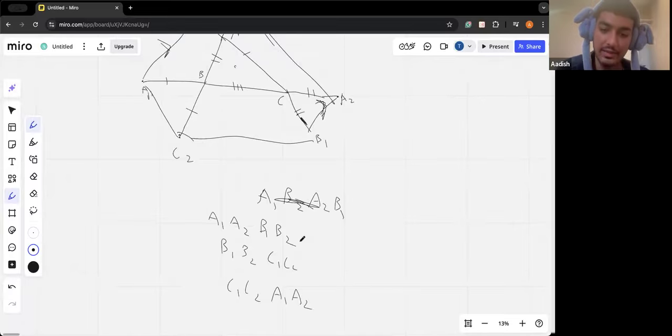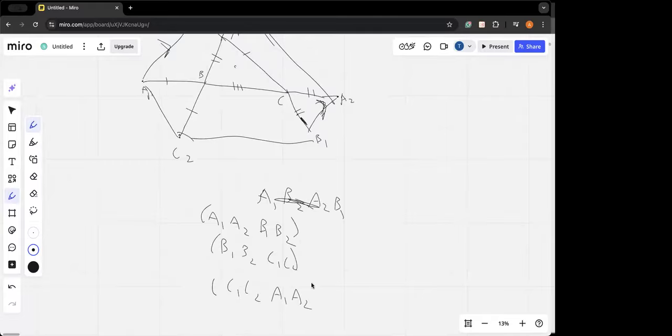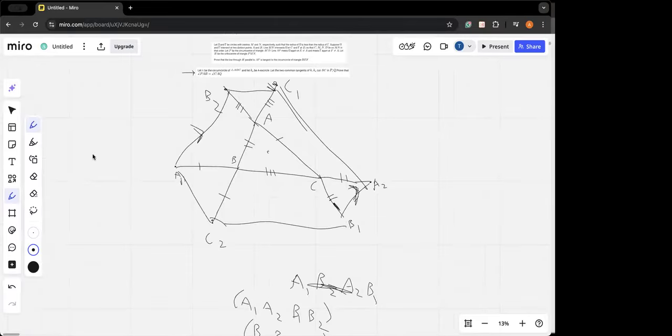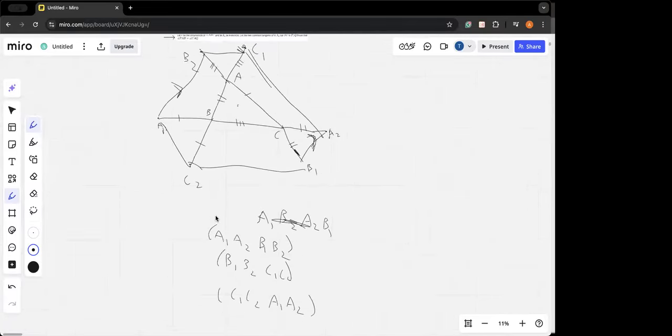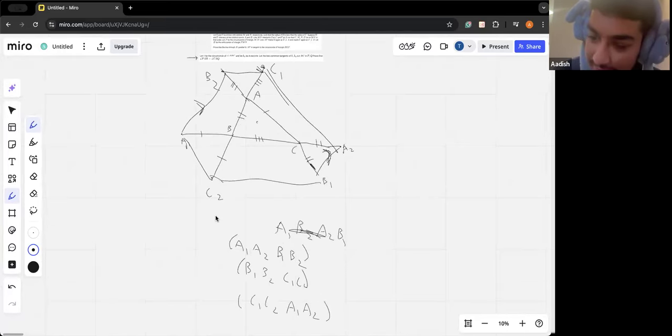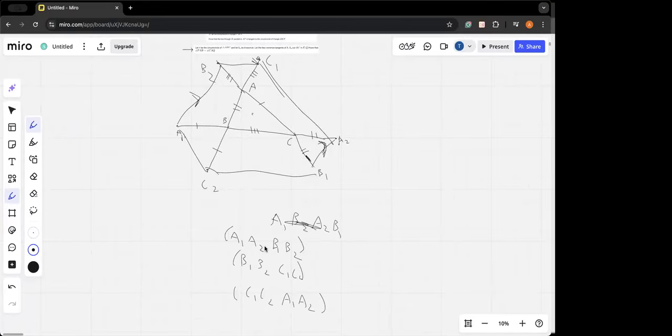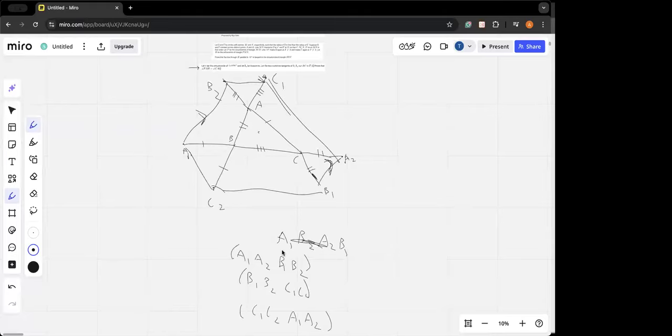Do these three cyclic quadrilaterals make you think something? They're all the same circle. But why are they all the same? Why can't they be different circles? Namish has the correct idea. What do you do when you have three circles? What's a common thing? Radical axis, radical center.